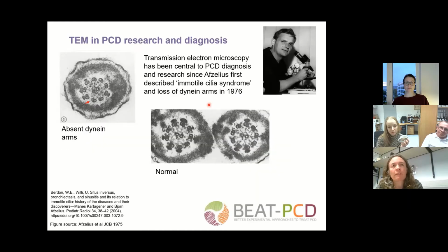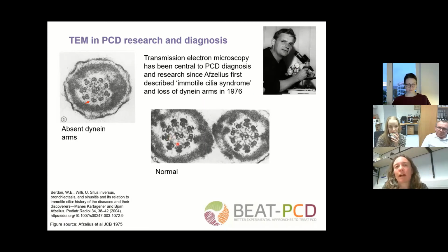The first time that electron microscopy was used to diagnose primary ciliary dyskinesia was in the first description of what was then called a motile cilia syndrome. It wasn't actually in airway cells, but in sperm tails, by this guy here called Bjorn Afzelius. And there's a great review article here if anyone is interested in the history of PCD discovery and diagnosis, with pictures of all of these famous people with their microscopes.